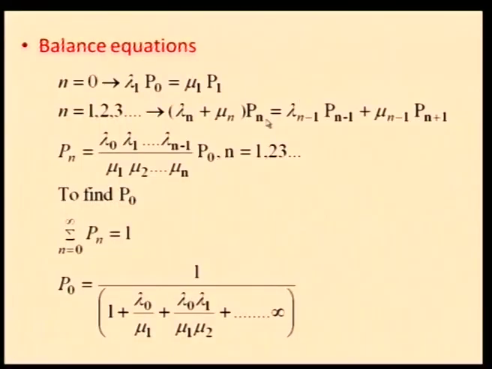Next, we see that from these equations you solve recursively, and we get the probability P n equal to lambda naught, lambda 1 and so on up to lambda n minus 1, divided by mu 1 into mu 2 and so on into mu n, into P naught, for n equal to 1, 2, 3 and so on. If you see here, the rates lambda in the numerator start with 0, and in the denominator the departure rates start with 1. That is because the departure rate we discuss only when there is at least one customer in the system.